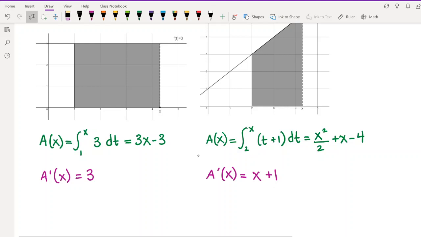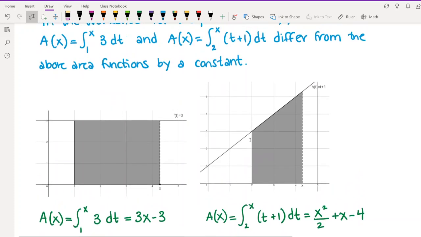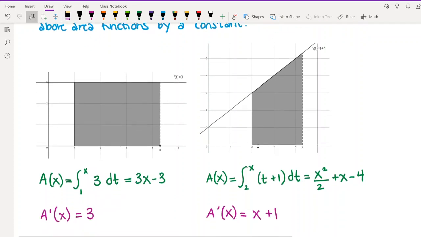So basically what I'm trying to show you with these two examples is that this lower bound does not affect the fundamental theorem of calculus. It does affect the area function, right? You got a slightly different area function, but the fundamental theorem of calculus is talking about the derivative of the area function. And the derivative of functions that differ by a constant is the same as the original.